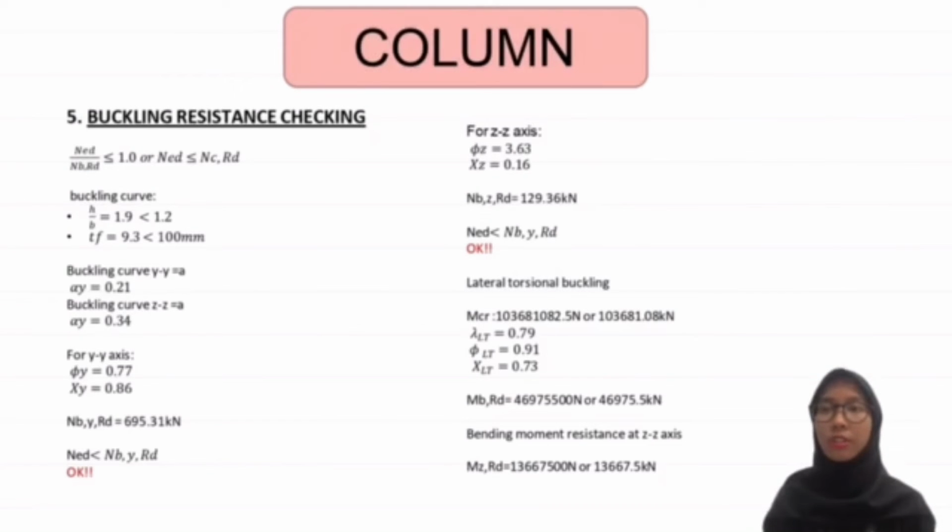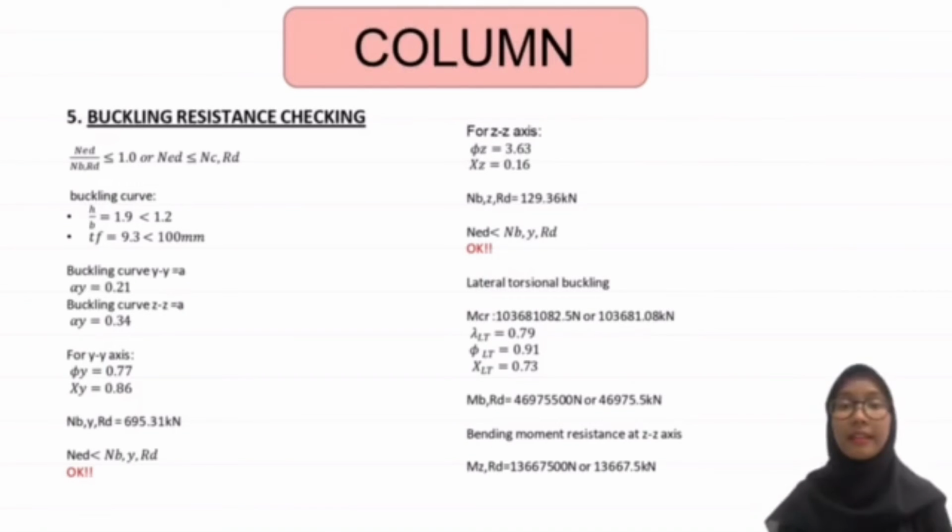For lateral torsional buckling, MCR is 103,681.0108 kN. MBRD is 4,697.5 kN. Bending moment resistance at the ZZ axis, MZRD, is 13667.5 kN. That's all from me.